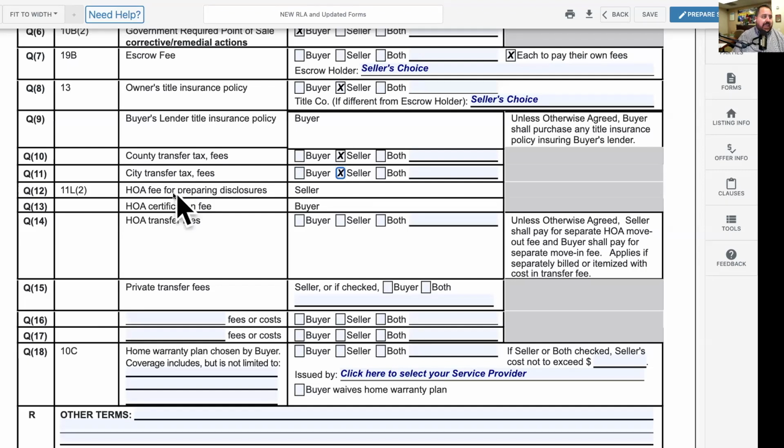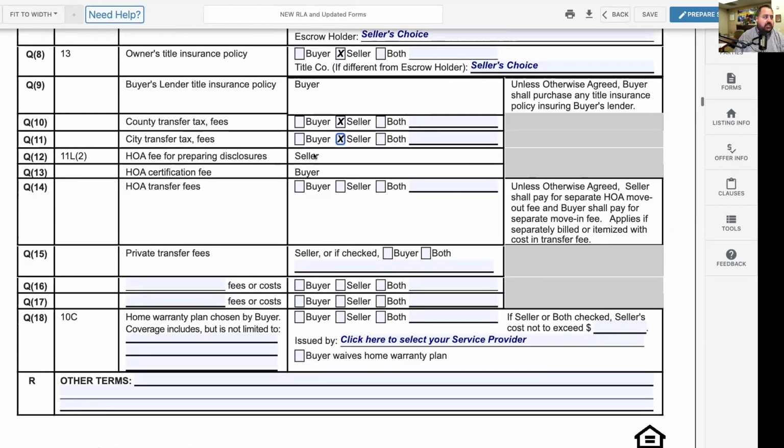Okay. The HOA fee for prepping the disclosures, it's the seller's responsibility. But remember, those disclosures that come from the HOA, the fee that gets charged for that, the escrow is not going to order it until the money goes in for the deposit. So first it's going to come out of the buyer's deposit money, but the seller will get charged for it as part of their closing costs. Okay. So these are defaulted. These fees are defaulted, seller and buyer.